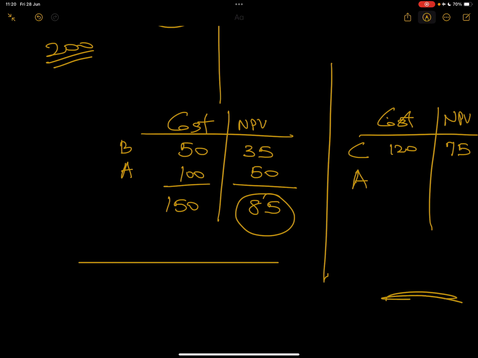But most times they will not give you both indivisibility and mutual exclusiveness. That will be tough. But that's what I just explained to you. Even if they give you, it's not like it's difficult like that. You can still do it. But most times it will be divisible.